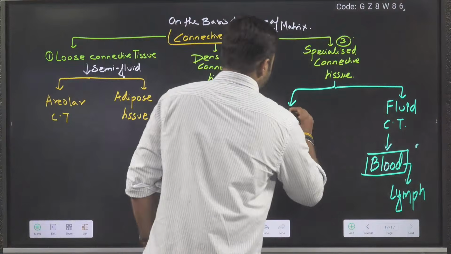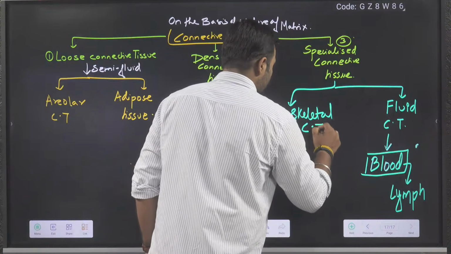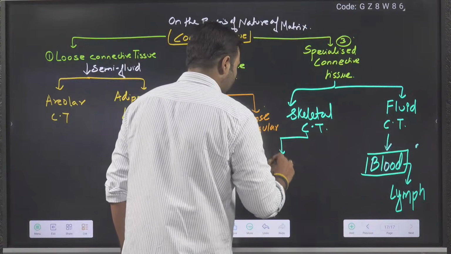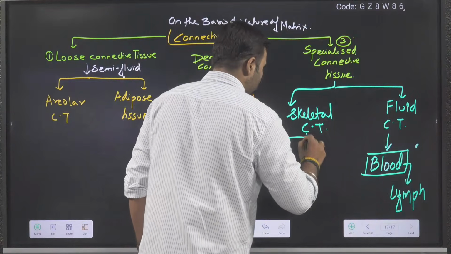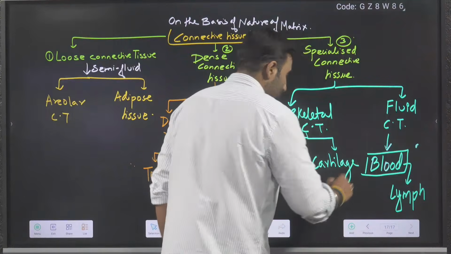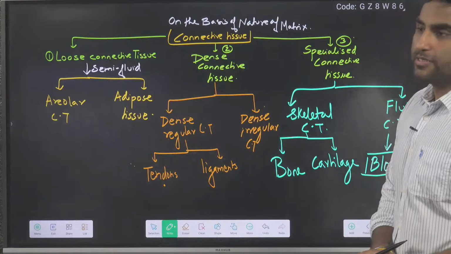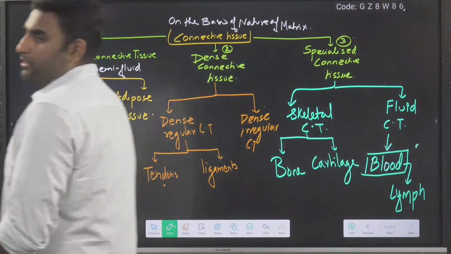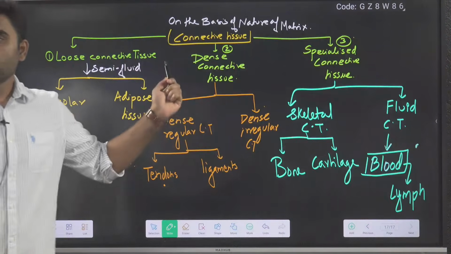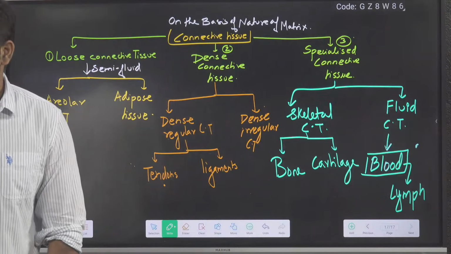And then we have skeletal connective tissue. In skeletal connective tissue, I will put two things: bone and cartilage. What I will put, guys? Bone and cartilage. Are we clear with this? So that completes your loose, dense, and specialized connective tissue.